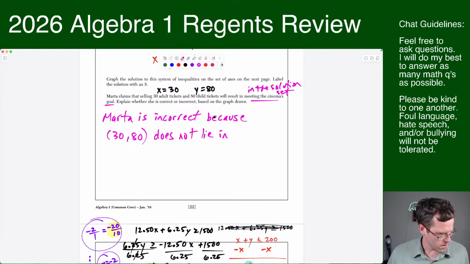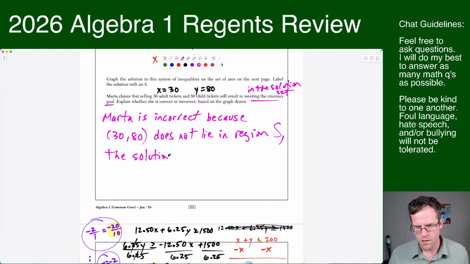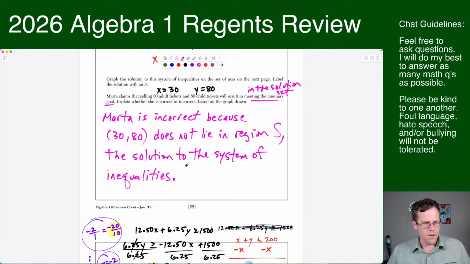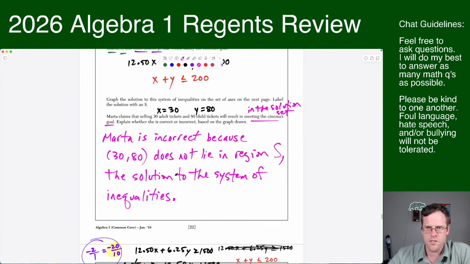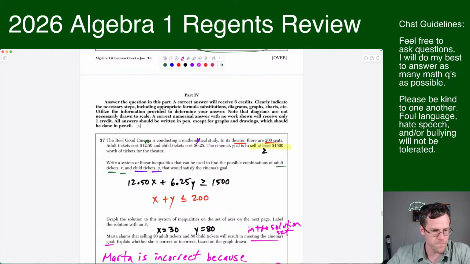In region S, which is the solution to the system of inequalities, if I just borrow that language. Okay, so that's the idea behind this one. All right. So we'll take care of that last question. 6 points if you say all of this.